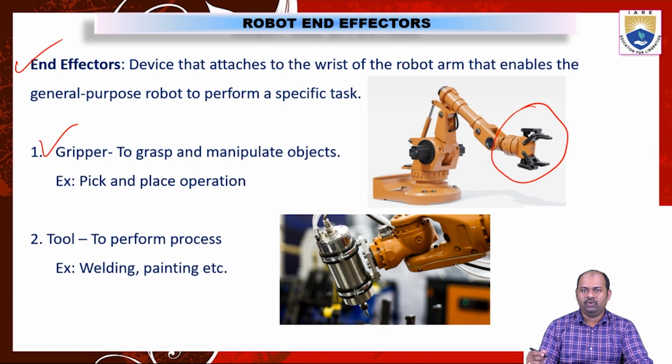We have seen 4 different types of grippers in the previous class, and now we are going to see the remaining 2 types in this class. The second kind of end effectors are tools. We can connect multiple tools to the robotic endpoint, like a welding tool, painting tool, machining tools, etc.